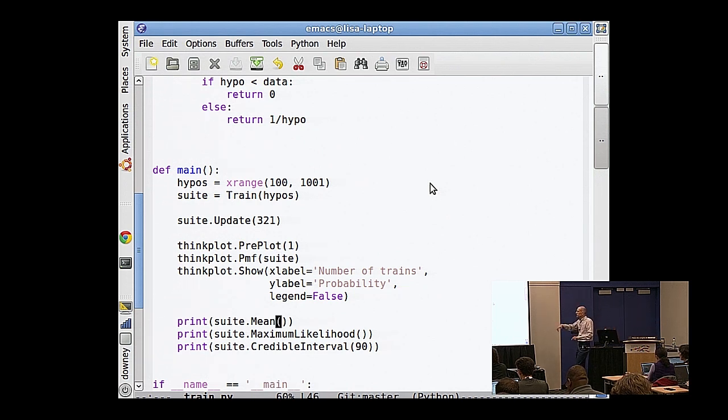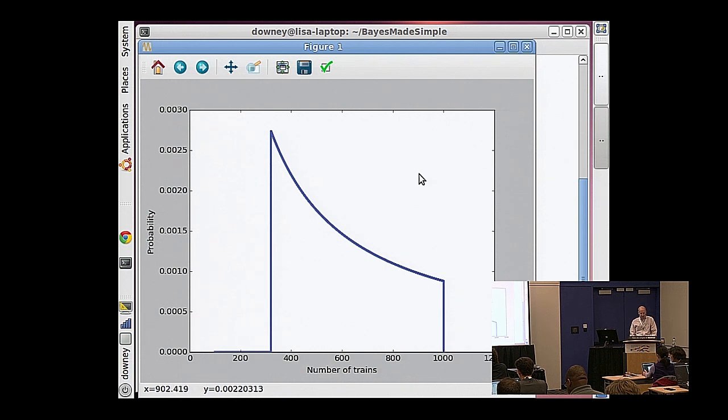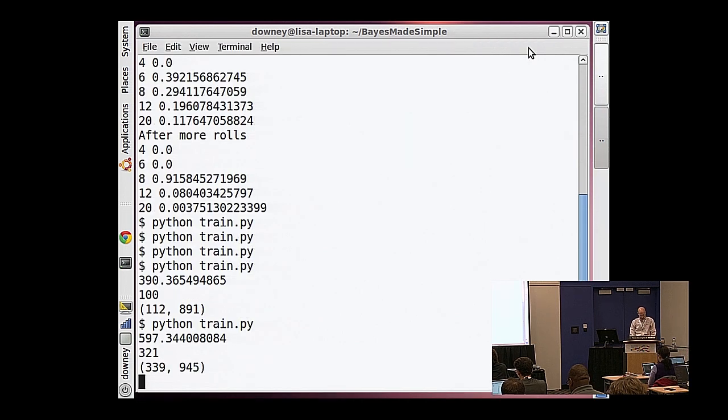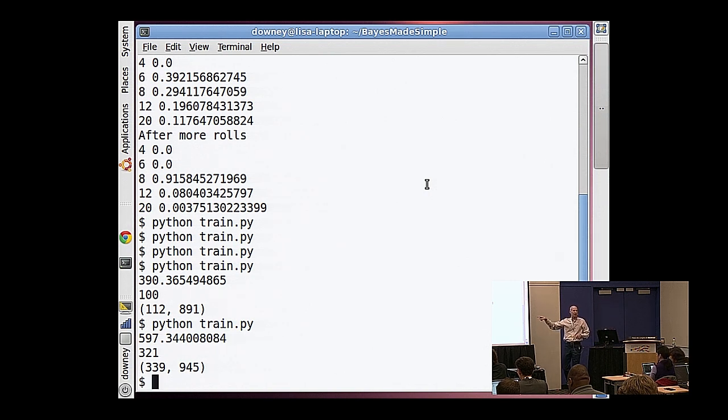Okay, so here's the code. I just copied it in from the slides. So it's going to do mean, maximum likelihood, and then credible interval. Here's the posterior. I switched back to the case where it's train number 321, because that's the one that you're probably working with. And here are the results. 597 is the posterior mean. Somebody asked me, is that the probability weighted mean? Yes, it is. And 321 is the most likely value. And the interval is 339 to 945, okay, which is pretty wide.